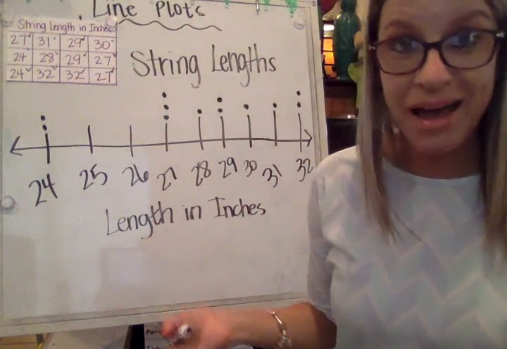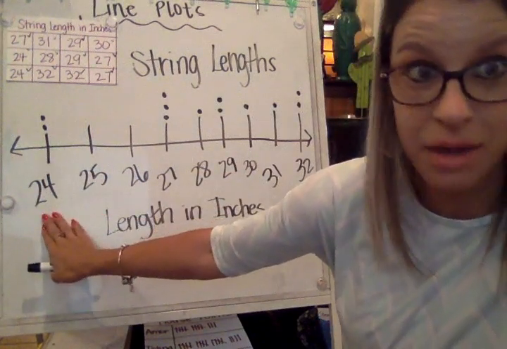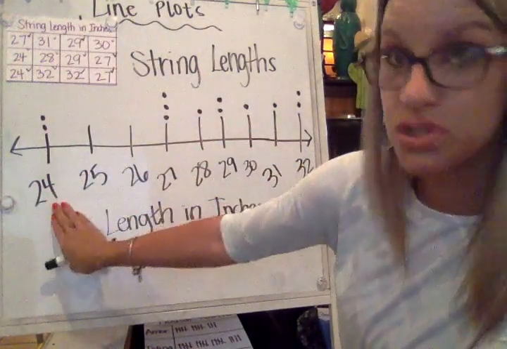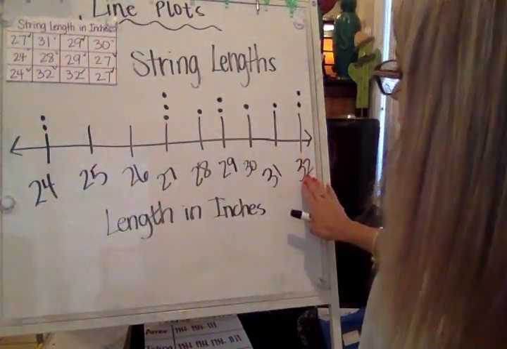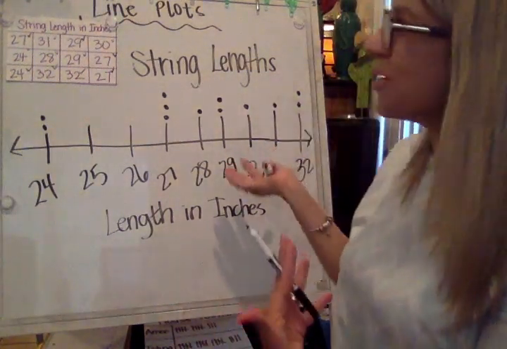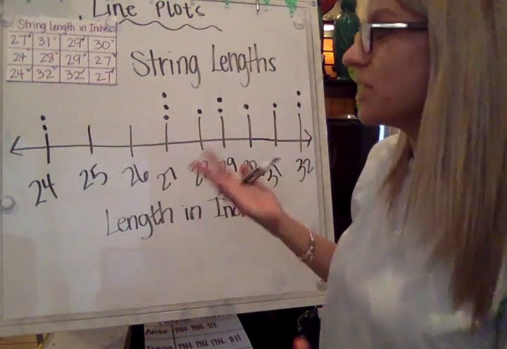So looking back at my chart, I can see that this is in number order. So the smaller numbers are over here, meaning the shorter strings, and the larger number is over here of 32, which means that's the longest string. Now I want to look at my data. After I've put it on this line plot, I want to check it out.